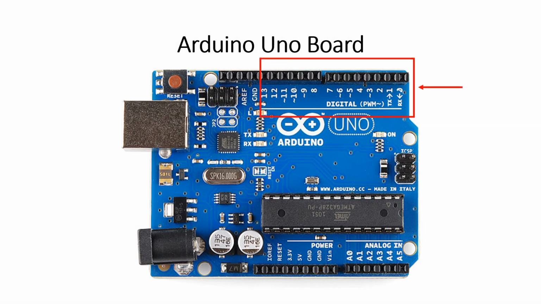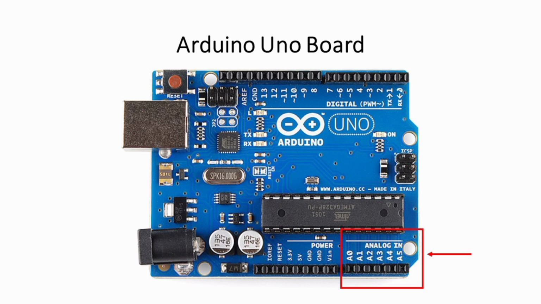Arduino contains 14 digital input-output pins. Voltages can be either 0 volt or 5 volt at these pins. At the same time, Arduino also contains 6 analog input pins. Voltages can be anything in between 0 volt to 5 volt at these analog pins.